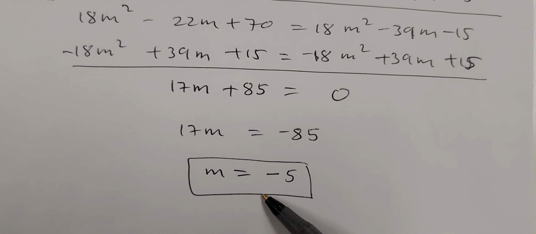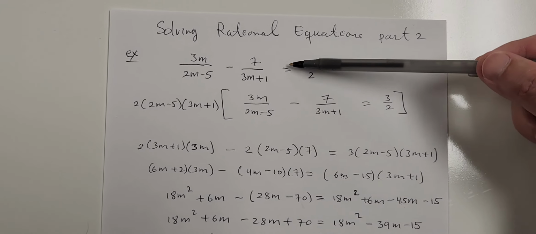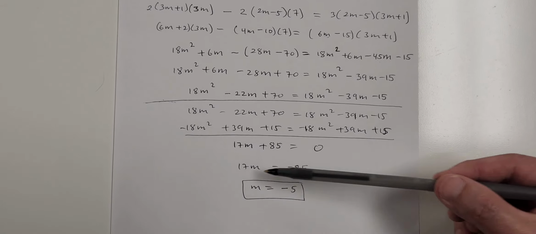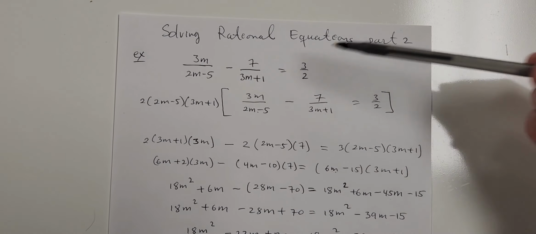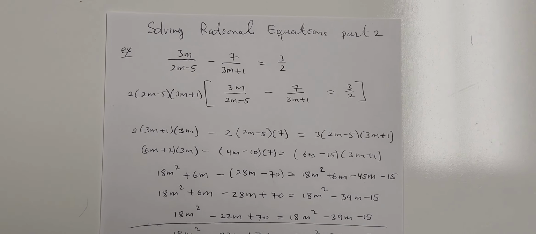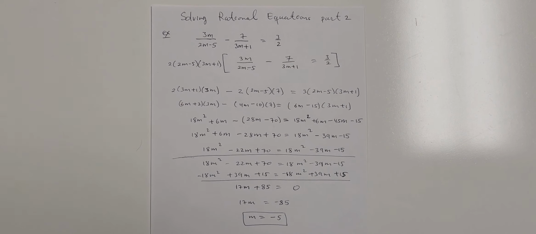And this is my answer: m equals negative 5. This is the answer right here. Be very careful when you cancel out the denominators and combine like terms.